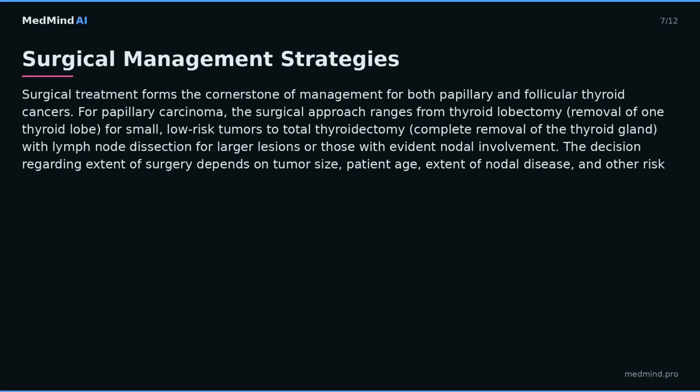The decision regarding extent of surgery depends on tumor size, patient age, extent of nodal disease, and other risk stratification factors. For follicular thyroid cancer, total thyroidectomy is more commonly performed as the initial surgical procedure, as the potential for distant metastasis necessitates subsequent radioactive iodine therapy, which requires complete removal of thyroid tissue. Careful surgical technique in both cases aims to achieve complete tumor removal while preserving important nearby structures, including the parathyroid glands and laryngeal nerves.